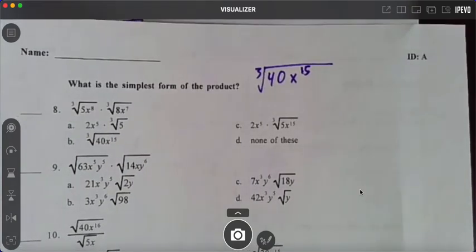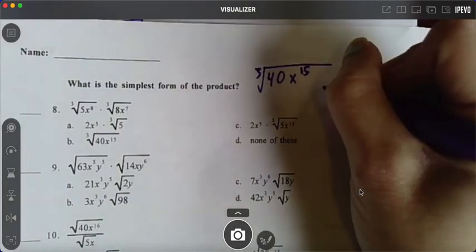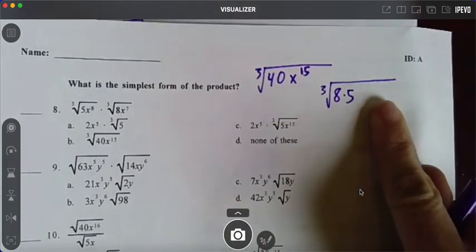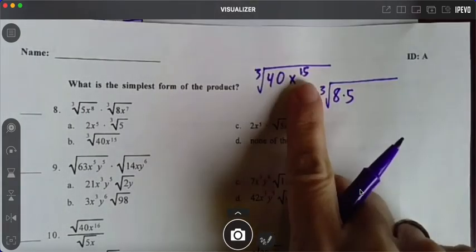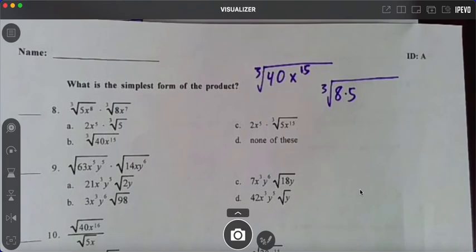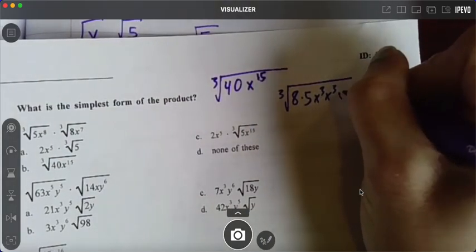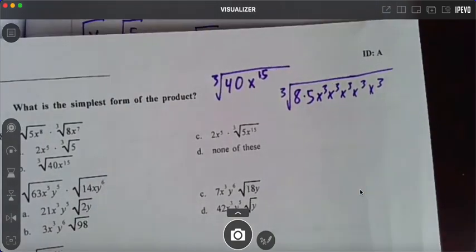The cube root of 40, that's going to be 8 times 5. You could write all these in sets of 3. I would just do, what's 15 divided by 3? x to the 5th. So you could just tell. But I'll write them all out. 3, 6, 9, 12, 15. We'll tell there's 5 of them, okay?